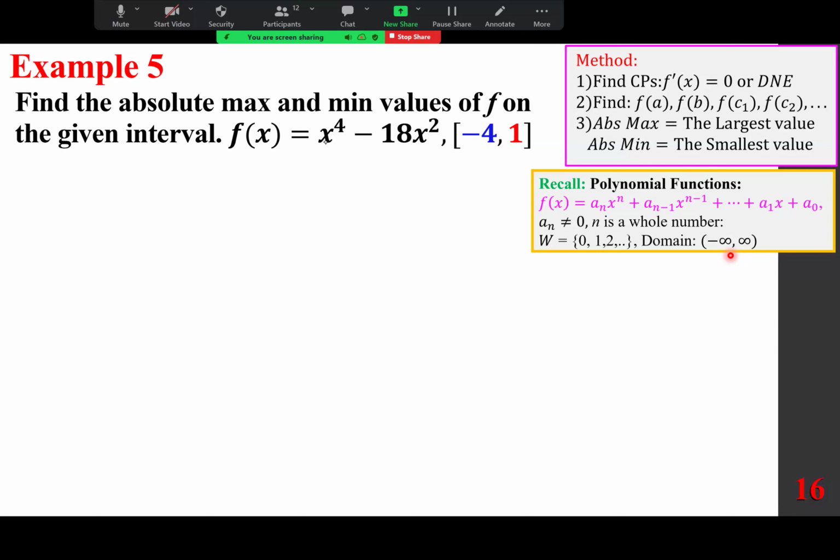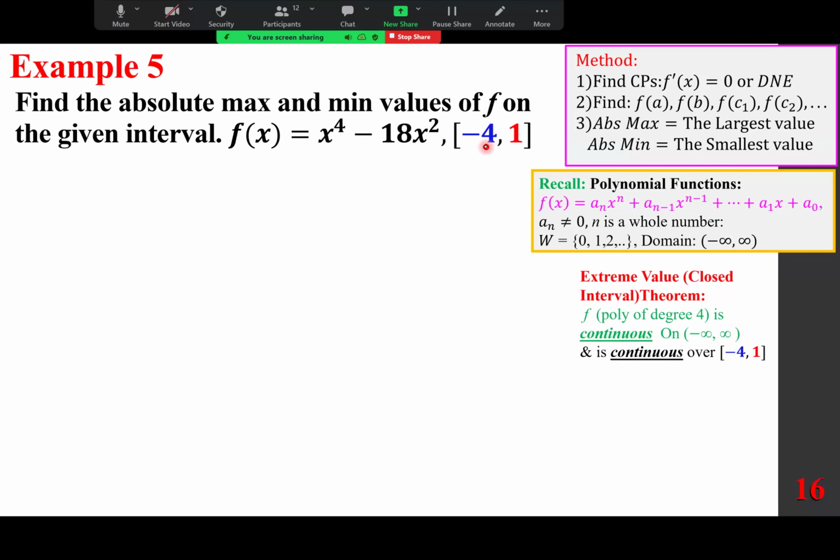Therefore, this is a polynomial of degree 4 with the same domain. It is continuous everywhere from negative to positive infinity. Therefore, it is continuous in the given interval of negative 4 to 1. So we can write f of x is a polynomial of degree 4, and it's continuous from negative to positive infinity. Therefore, it's continuous over the given interval of minus 4 to 1. So that's the first thing we need to establish.